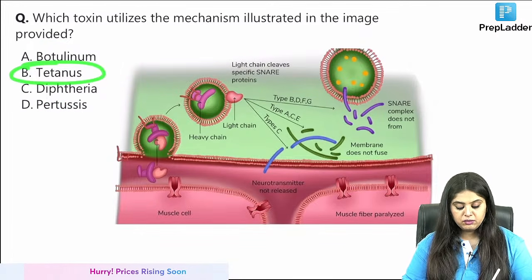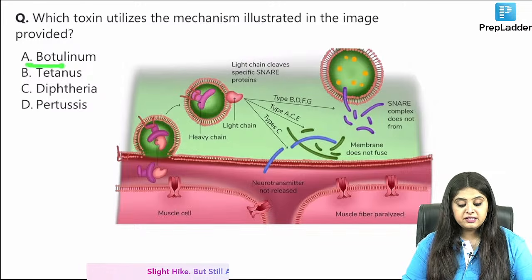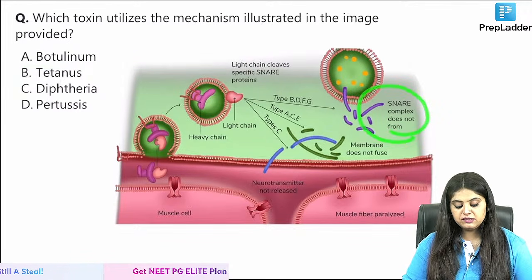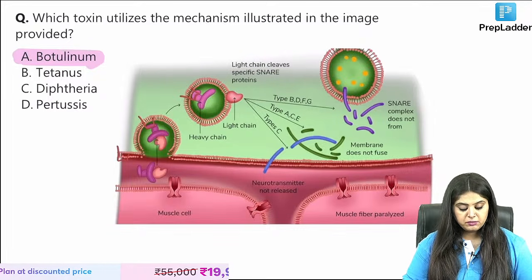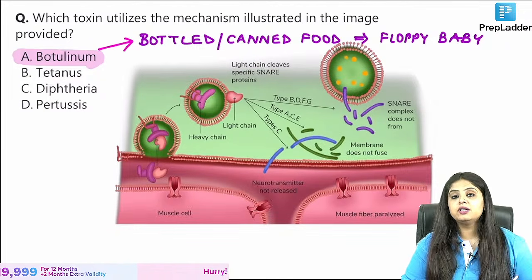Now, टेटनस में तो मसल फाइबर contracted, spastic. They've not written the word spastic, plus they have written something called SNARE proteins. I think it is to do with botulism. Yes, botulism होता कैसे? It is with bottled or canned food. It is going to be with bottled or canned food.